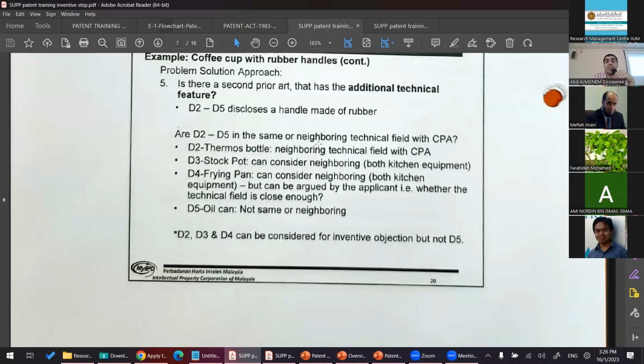Are these documents in the same or neighboring technical field? D2 is a thermos bottle, a neighboring technical field because we are still working in coffee and kitchenware and so on. Document 3 can also be considered neighboring. Document 4 is also considered neighboring. Document 5, even though it involves rubber and a can, is not the same technical field because it is more on engineering and greasing. So basically, documents 2, 3 and 4 can be considered for attacking the invention, but we cannot use document 5, because document 5 is completely another field of science or industry. You need to use documents in the same field.